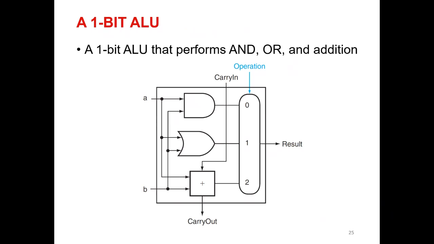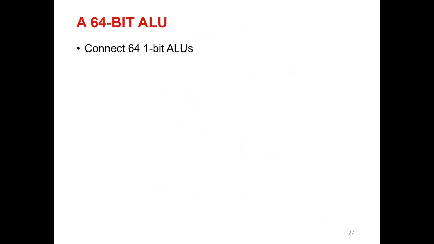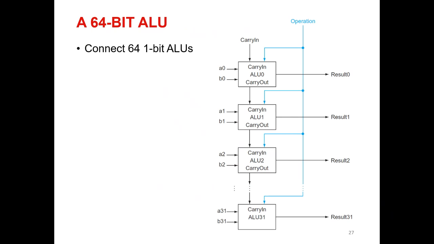Okay, so let's see how we implement now a 64-bit arithmetic logic unit. What we are doing is just connecting the 64 1-bit arithmetic logic units, and now the carry in and the carry out make more sense. Imagine that we first add the first bit A plus B, and this will generate a result and also a carry out, and this carry out is what is added in the next bit of addition.